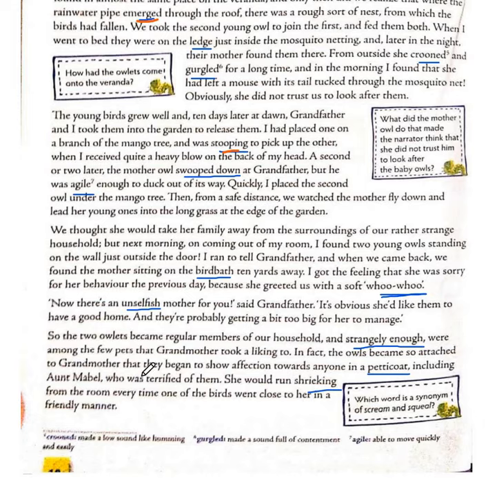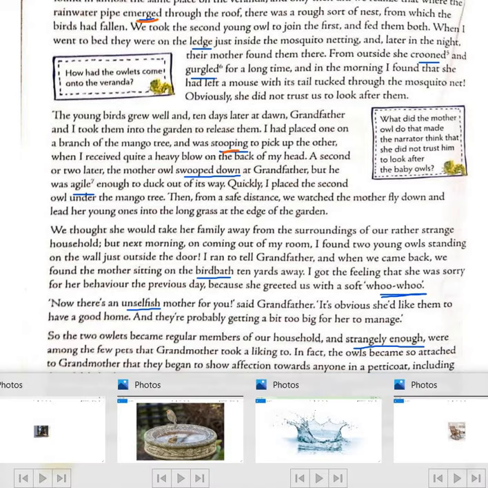Strangely enough, were among the few things, and then petticoat. So this is a question which was asked by, I think, many of you. What is a petticoat? So see here, actually, if you see in the modern context, petticoat means, as I have said, some sort of a garment.